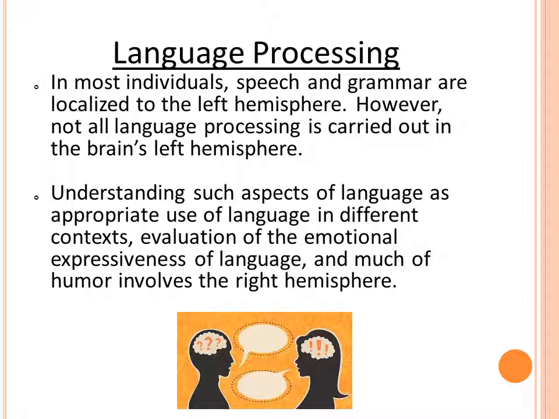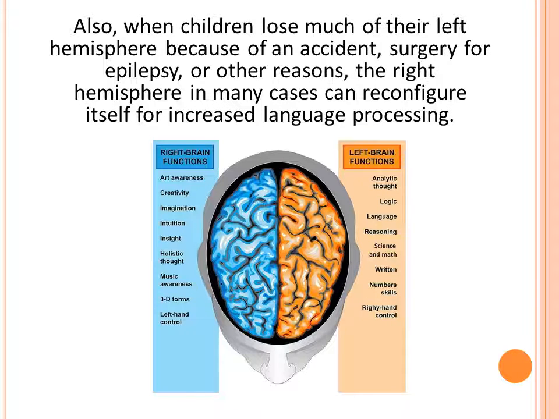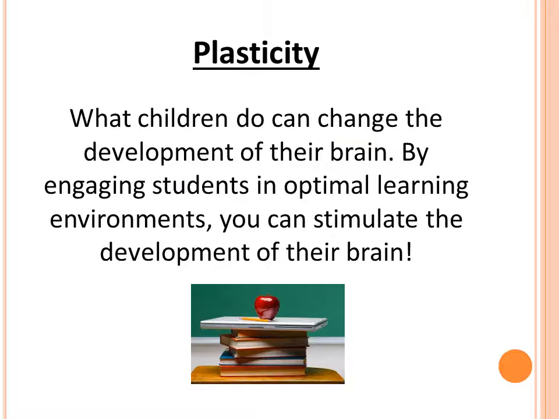However, not all language processing is carried out in the brain's left hemisphere. Understanding such aspects of language as appropriate use of language in different contexts, evaluation of the emotional expressiveness of language, and much of humor involves the right hemisphere. Also, when children lose much of their left hemisphere because of an accident, surgery for epilepsy, or other reasons, the right hemisphere in many cases can reconfigure itself for increased language processing. What children do can change the development of their brain. By engaging students in optimal learning environments, you can stimulate the development of their brain.